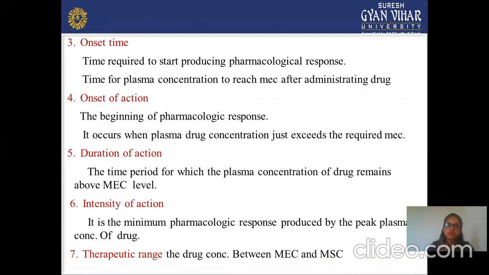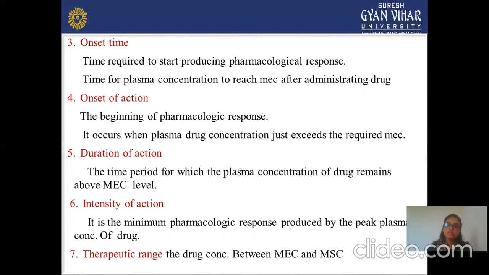Next, in this pharmacodynamic parameter, onset of time means how much time is required to show the particular effect or onset of action of the drug. The onset time is the time required to start producing a pharmacological response, and the time for plasma concentration to reach MEC after administering the drug, which means how much time is required to show the pharmacological response.